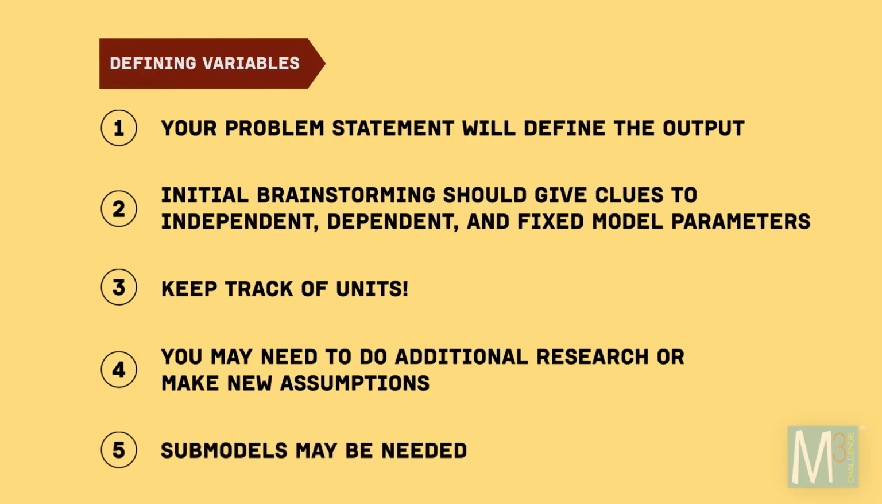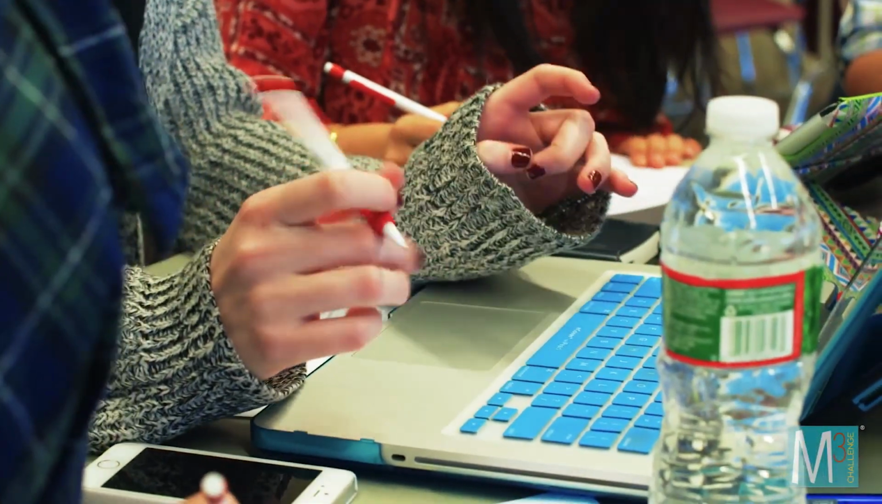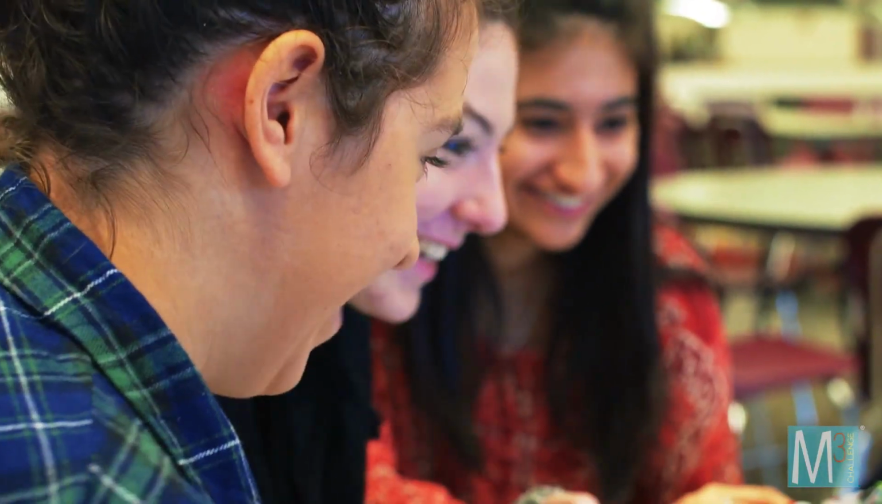Submodels or multiple models may be needed to reveal certain model input. Your problem definition combined with your assumptions will help you find the variables you need, giving you the tools to build your model and paint a clear picture of the next step in the process, getting a solution.